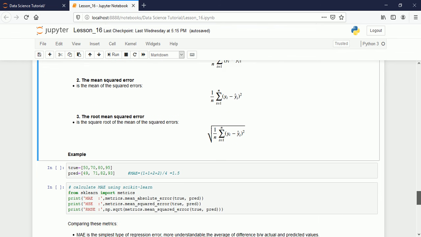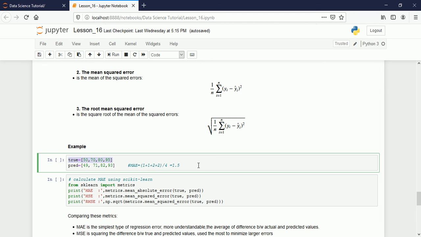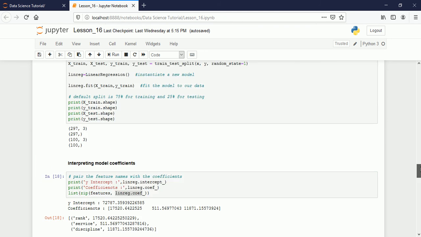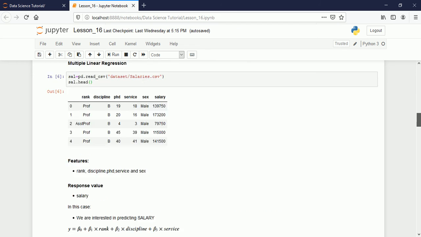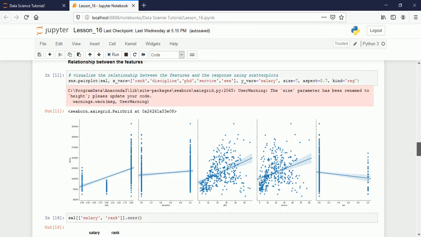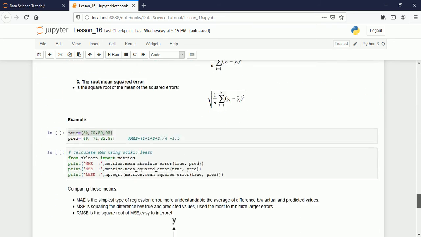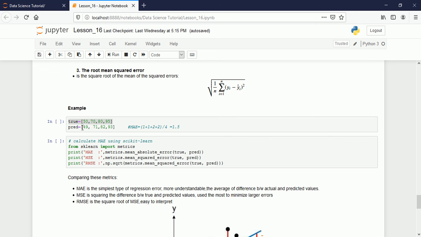Now let's see the example. The same example I am taking. These are the true values for the sleeping hours, if you remember. These are sleeping hours in the first example, friends. These are the true values, and these are the predicted ones.